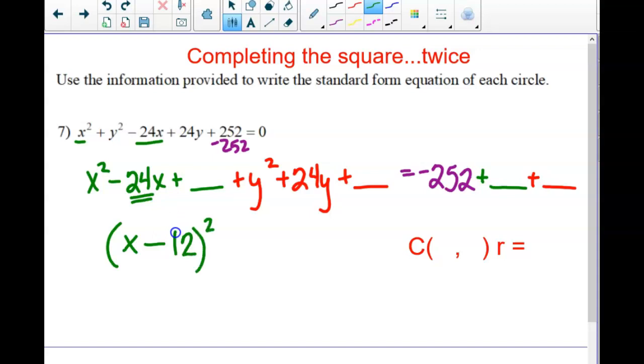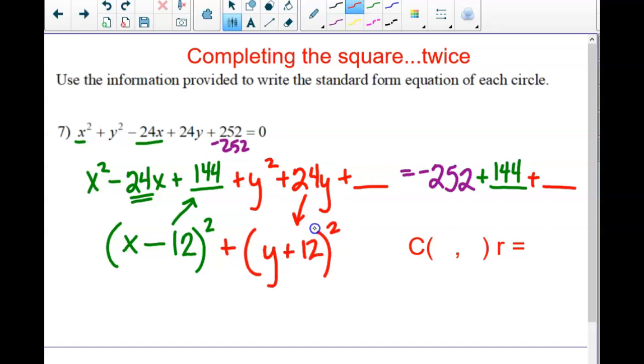Now, if I FOILed that out like we just did on the other side, I would end up with x minus 12 times x minus 12, which would be x squared minus 24x plus what? What's 12 times 12? Yes, we square this and put it back in this blank, and it doesn't matter that it's negative. When you square it, it's going to become positive. And whatever we put on that side, we got to put one of those on the other side. So then we switch to the y's, and we do the same thing. We take half of this. This time, half of positive 24 would be plus 12. But when we square it and put it back up here, it's still 144.